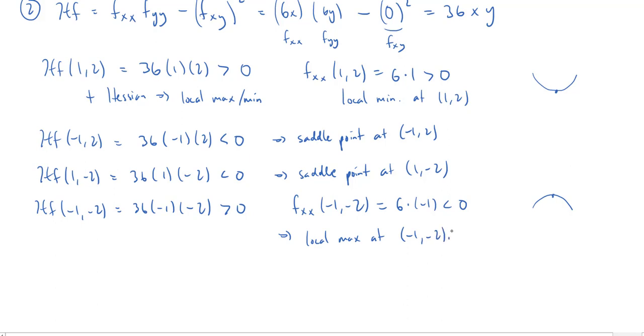All right, so we found 4 critical points. We've determined one of them was a local min, one was a local max, and the other 2 are saddle points, and so the classification is complete.